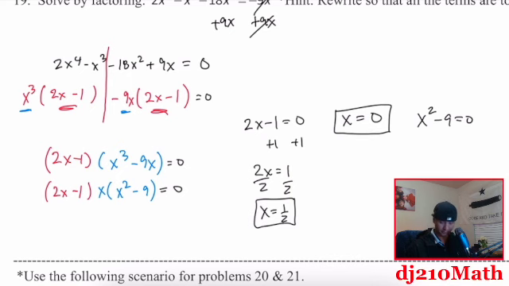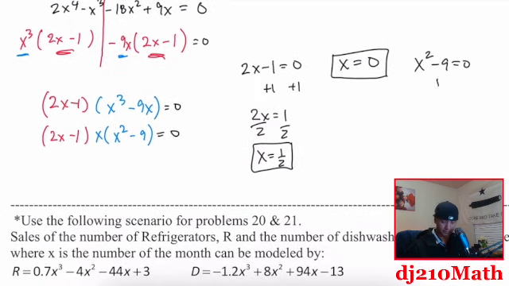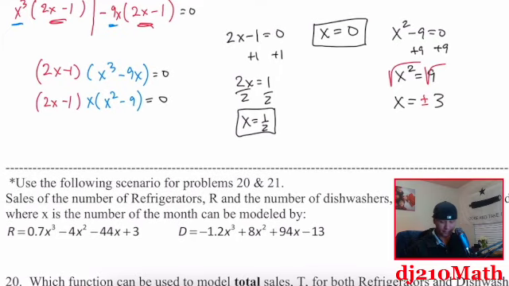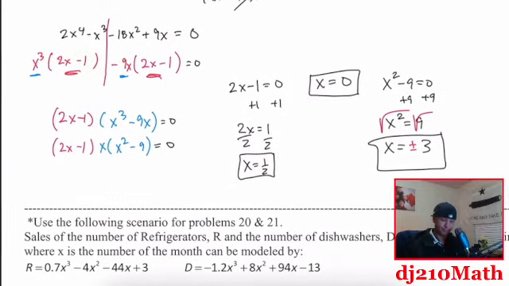Second solution. The last solution, we add 9. x squared is equal to 9. Undo the square. So x is equal to, anytime you have a square root, you got to put plus or minus. And then the square root of 9 is 3. So we actually have two answers: x equals plus 3, and x equals negative 3. So we have 4 solutions. 1/2, 0, negative 3, and positive 3. All right.